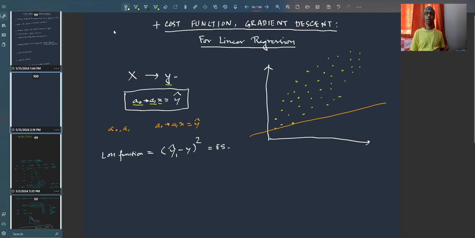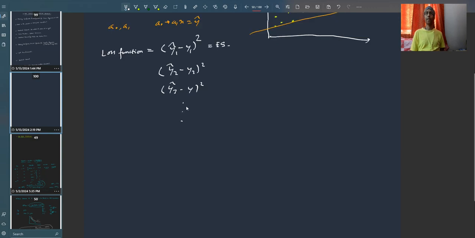Now this is for data point 1. We do it for data point 2. We do it for data point 3. And we do it for all the data points. Let's say we have 1000 data points. So we do it up till the 1000th data point.